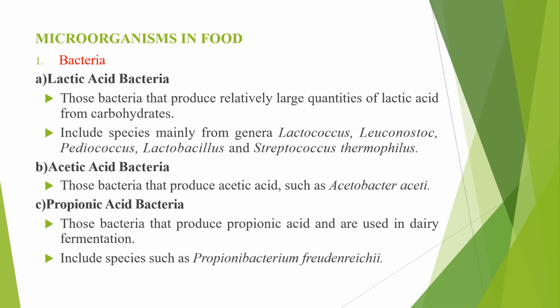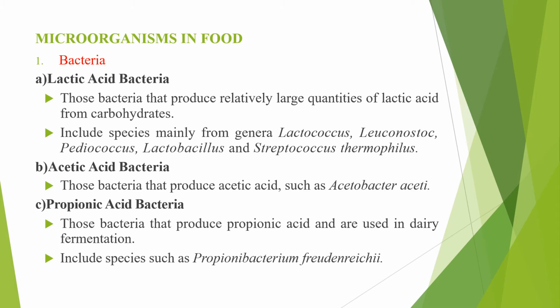Among the bacteria, the first group is the lactic acid bacteria. These are the bacteria that produce relatively large quantities of lactic acid from carbohydrates, and they include species mainly from Lactococcus, Leuconostoc, Pediococcus, Lactobacillus, Streptococcus thermophilus, etc. So the first group of bacteria that are commonly associated with food is the lactic acid bacteria. They have the ability to produce large quantities of lactic acid from carbohydrates. Common examples are Lactococcus, Leuconostoc, Lactobacillus, etc.